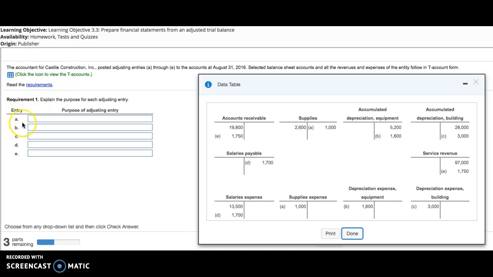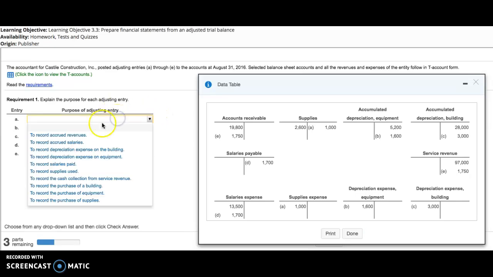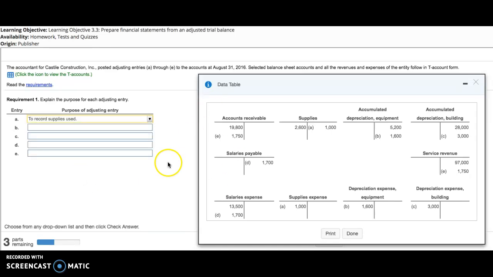Okay, so what are we doing here? We're explaining the purpose for each adjusting entry based on what we're looking at here. So we have A, right? We're looking for the reasoning that we are making this adjusting entry, and for A, that's going to be to record the supplies used, right? So let's see if we can find that, to record supplies used.